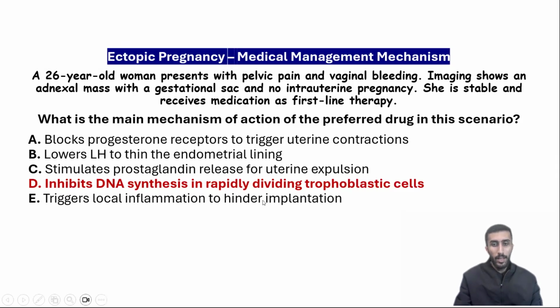Triggering local inflammation to hinder implantation. This is the mechanism of action of intrauterine devices, triggering local inflammation and hindering implantation. But as we have said, the growing fetus is outside the uterus. The most common site of ectopic pregnancy is the fallopian tube, or whatever site outside of the uterus.